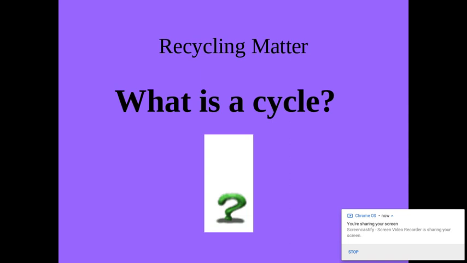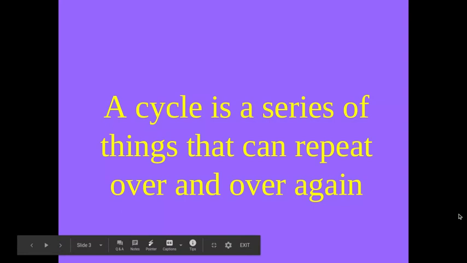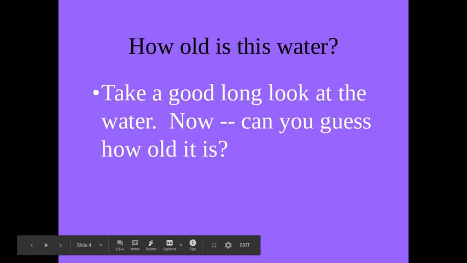So we usually use this as an introductory question as to what is a cycle. So in your context, you think of some cycle that constantly is going around, or it's in a circle, it's repeating itself. That's kind of what these are. These are found in nature. Okay, so a cycle is a series of things that can repeat over and over and over again.